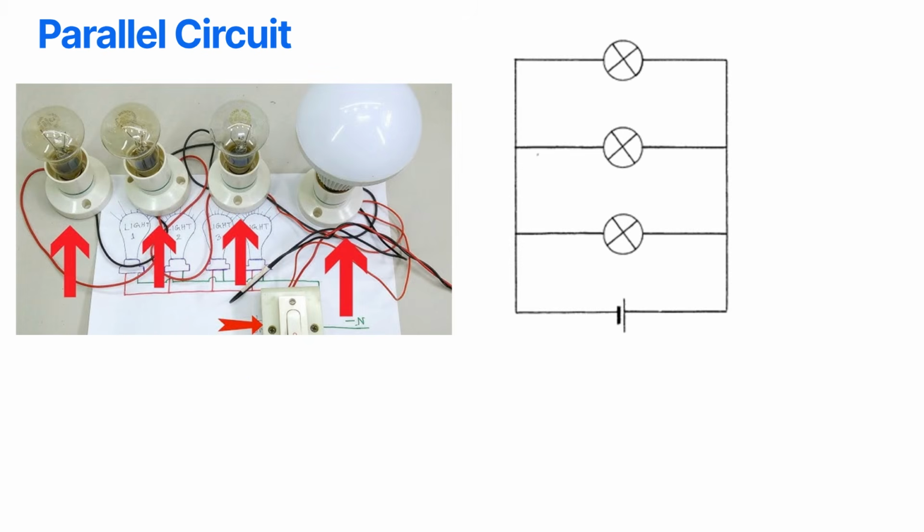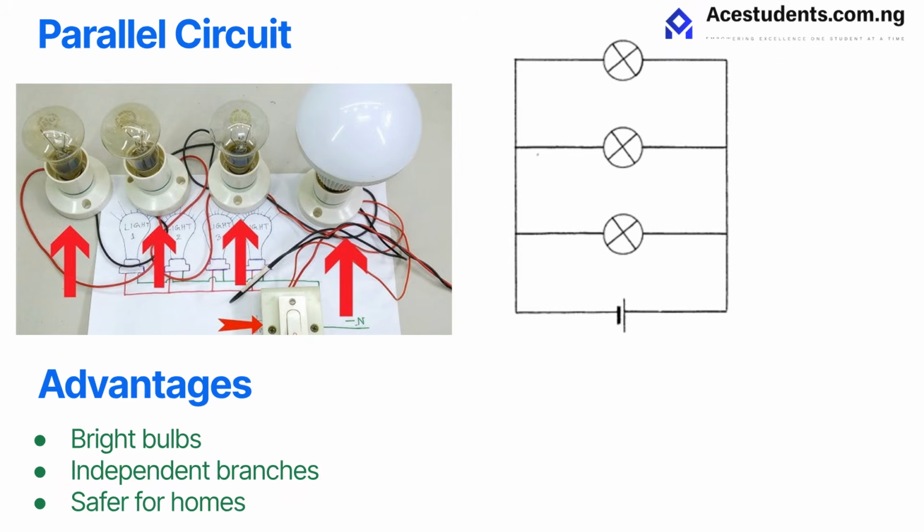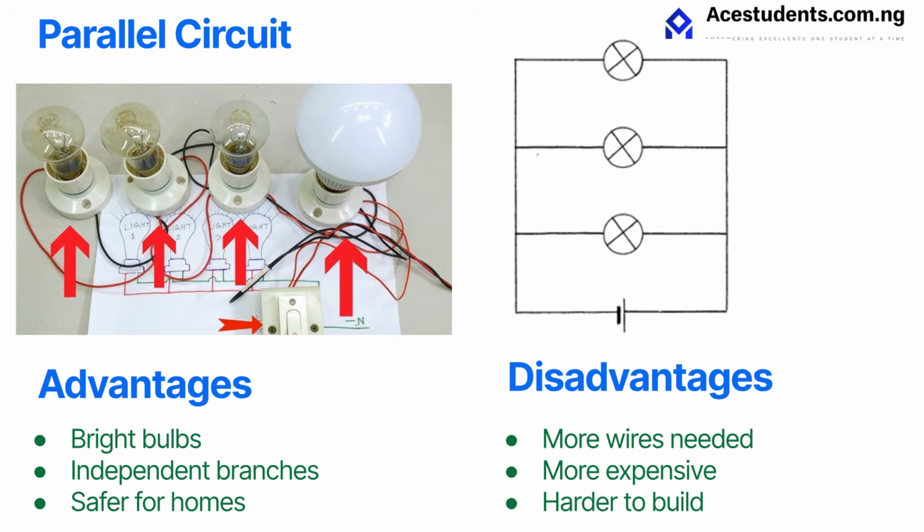Parallel circuits offer distinct advantages, including consistent bulb brightness, independent branches for each component, and a design that is much safer for household applications. On the other hand, the disadvantages of parallel circuits include the need for more wiring, higher setup costs, and a more complex build process compared to series circuits.